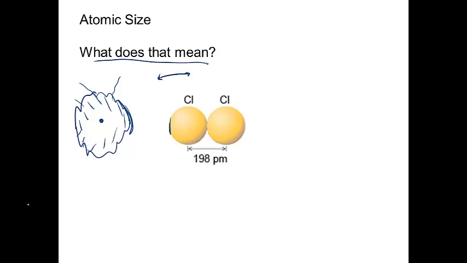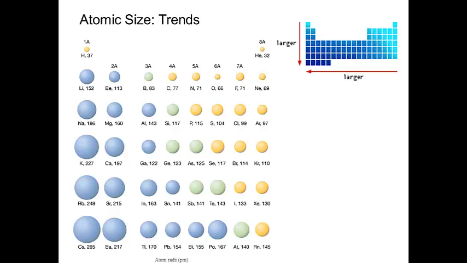So what we do is we measure, and it turns out that experimentally we can only really measure from nucleus to nucleus. And so for an element, we take it bonded to itself, and we take half the distance from nucleus to nucleus, and that's the atomic radius. And so the atomic radius is a measured property, most often measured when something is bonded to something else, preferably to another atom of itself, but not always. The general trends are that as you go down the periodic table, things get bigger. These are atomic radii in picometers.